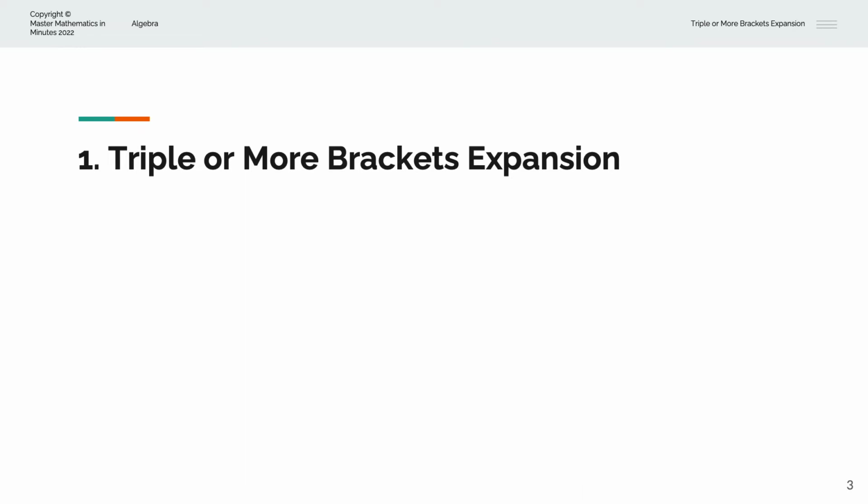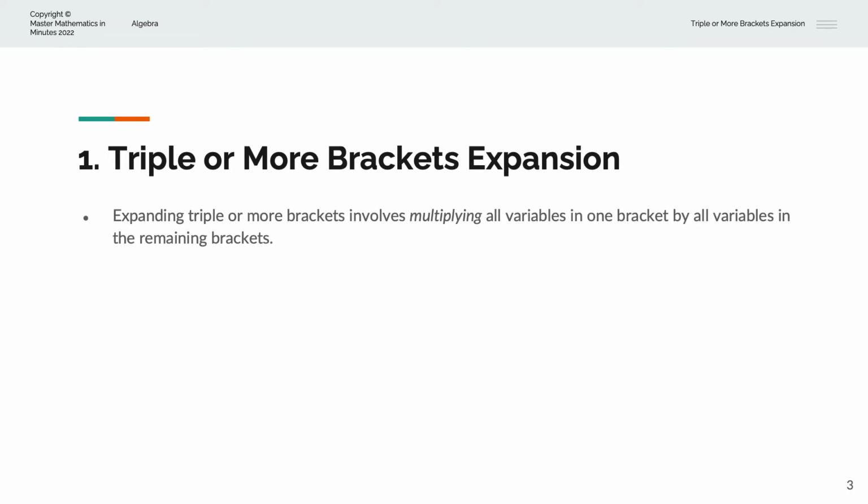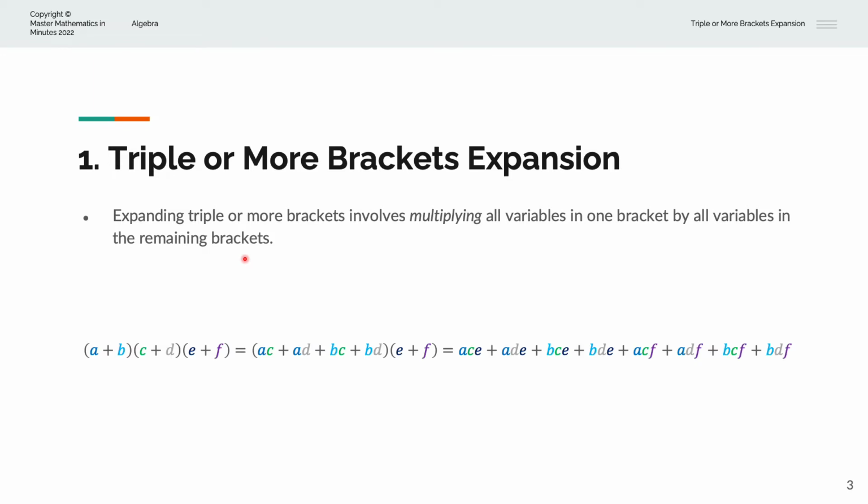So, what are triple or more brackets expansion? Expanding triple or more brackets involves multiplying all variables in one bracket by all variables in the remaining brackets. Let's consider this visually. With (a + b) multiplied by (c + d) multiplied by (e + f). So we have 1, 2, and 3 brackets.